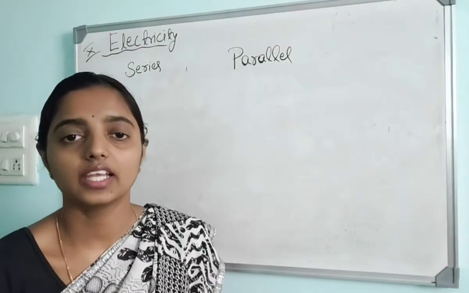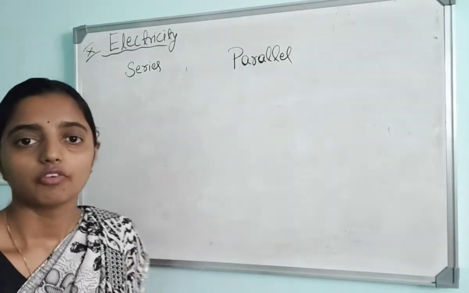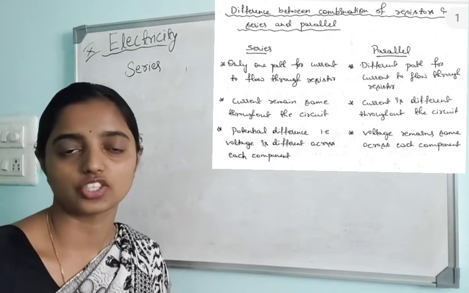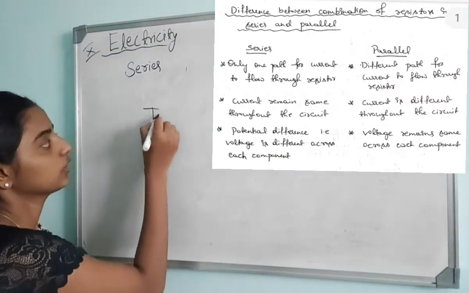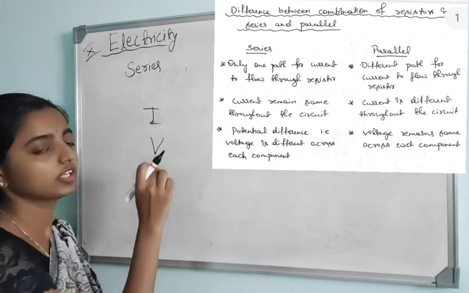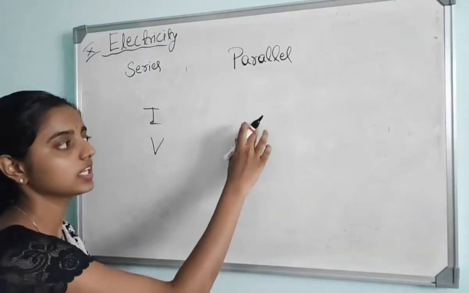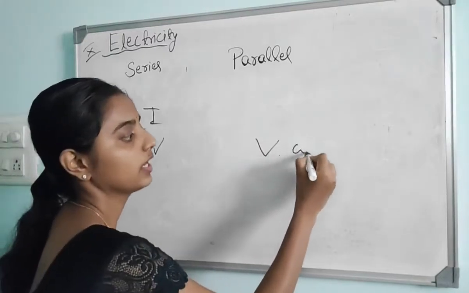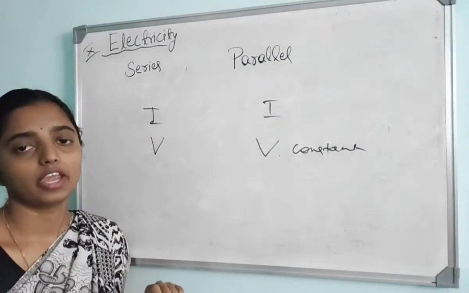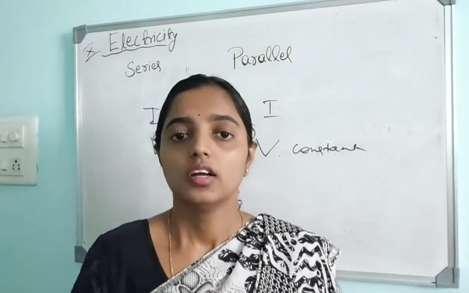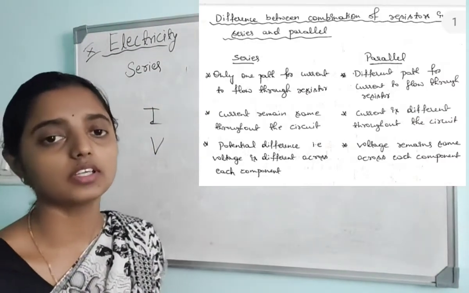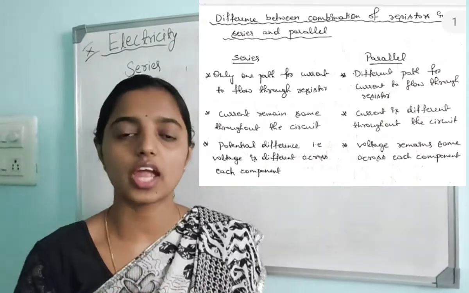And in the second point under the differences, we can differentiate with respect to current and voltage, that is potential difference. In series connection, current will be constant and potential difference will vary, whereas in parallel, potential difference will be constant and current will vary. So these are the main differences between series and parallel. After that we'll see the advantages and disadvantages.